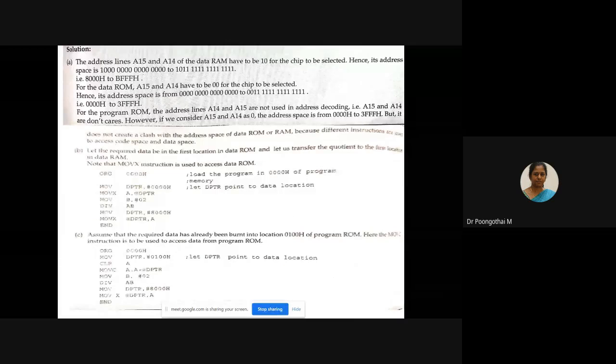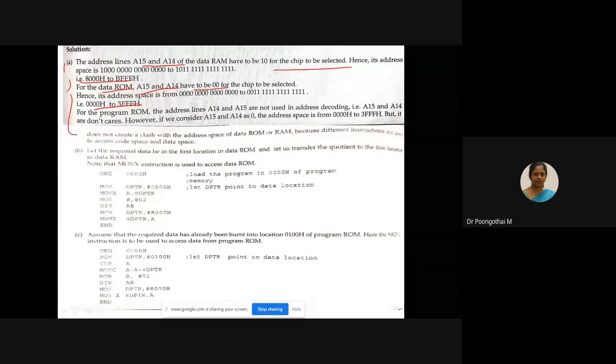So please go through the solution. In the first case, A15 and A14 have to be 1, 0 in order to select our chip. So the address is 8000 to B triple F. And in the next case, data ROM, A15 and A14 have to be 0, 0. So the address range is 000 to 3 triple F.